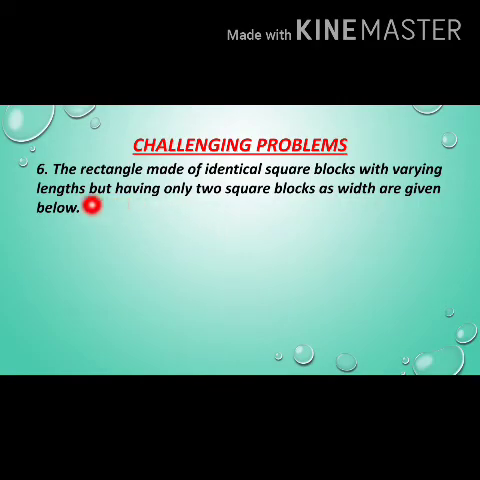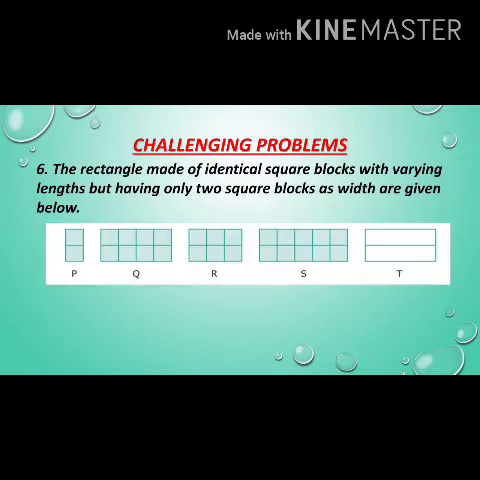Challenging problems. Sixth one. The rectangles made of identical square blocks with varying lengths but having only 2 square blocks as width are given below. First, let's see the square blocks. P, Q, R, S, T. In the question they already said the lengths are different and the width is 2 square blocks. See, length means this part, width means this part. Width has 2 square blocks.